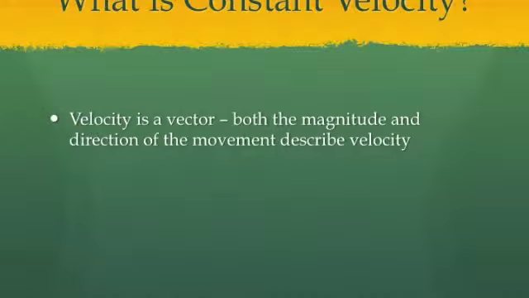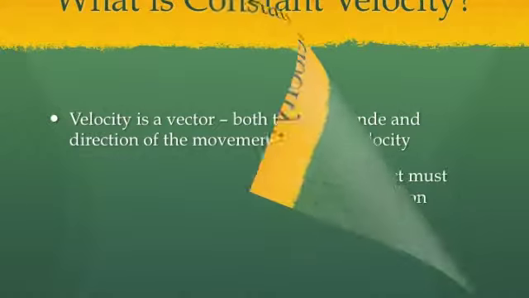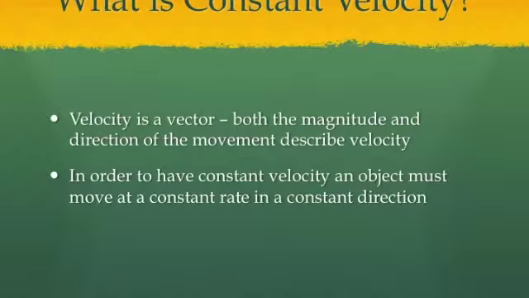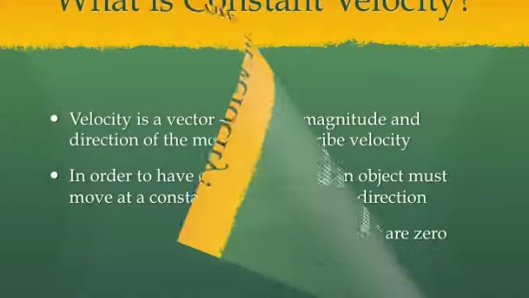Velocity is a vector quantity. Two components are required to describe velocity: the speed of the object, which corresponds to the magnitude, and the direction of the object. In order to have constant velocity, an object must travel in the same direction, and it must travel at a constant speed.